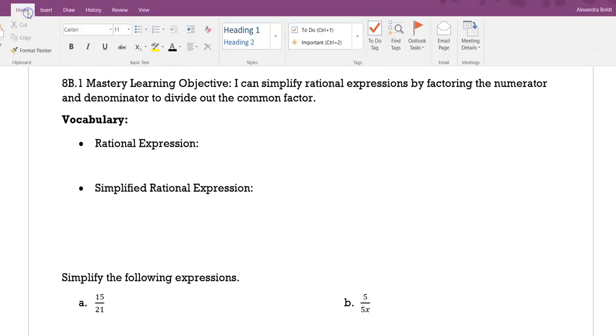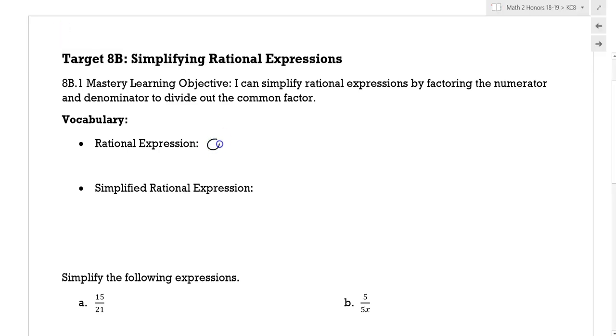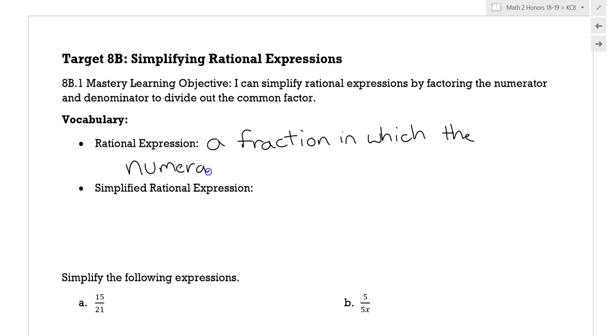A rational expression is a fraction in which the numerator, which is the part on top, right, and denominator, which is the part on bottom, are polynomials. Okay, so now instead of just like a number like 3/5, right, it might be x plus 3 over x plus 5, right? So you're going to have variables in your fraction.